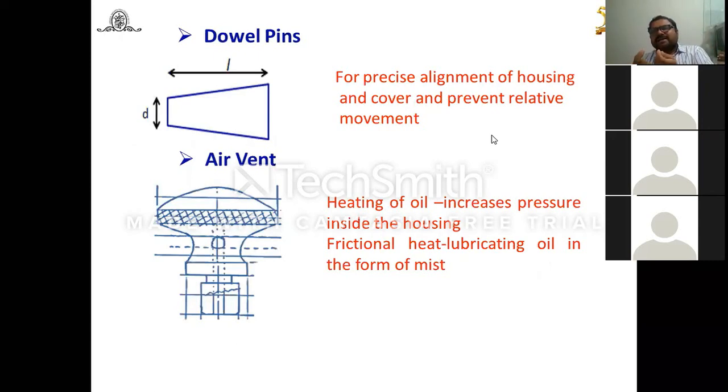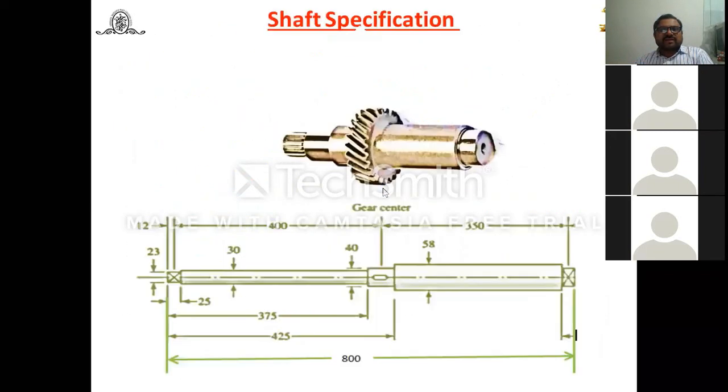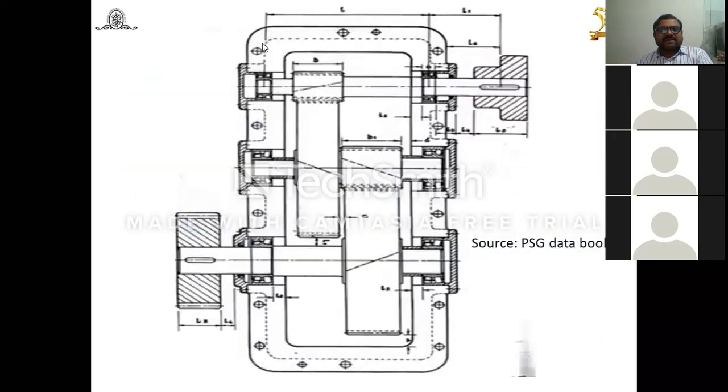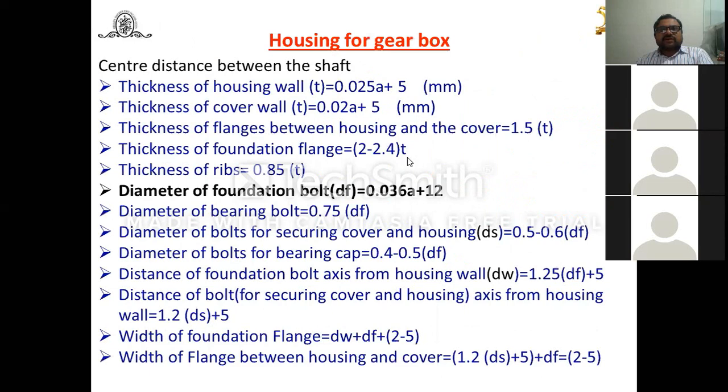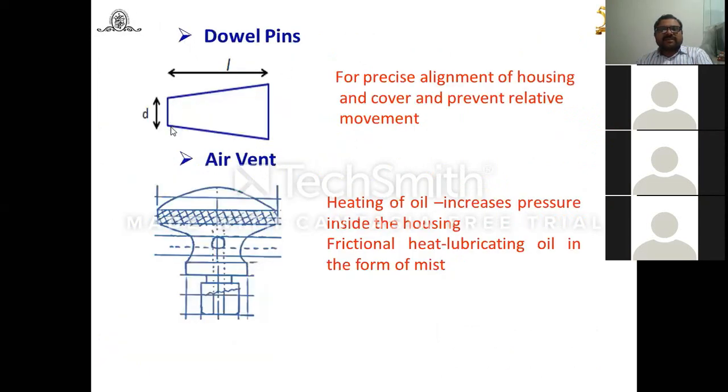The projected part, that is the dowel pins which are provided, prevents the relative movement, and accordingly there is proper alignment of the casing parts. That's why dowel pins are shown here by the plus signs. Look at this here. All these are the dowel pin marks. The next point is that you also have to decide the size of the dowel pin, L and D.